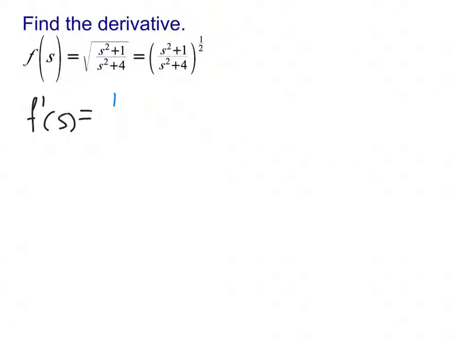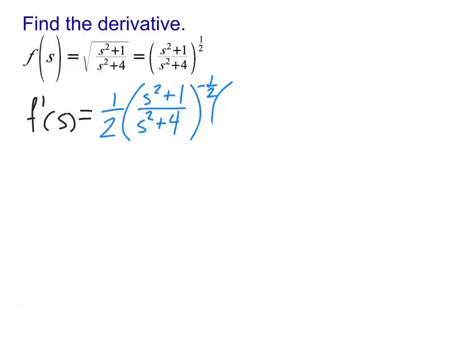So I do 1/2 times something to the power of 1/2 minus 1, which is a negative 1/2. Now what is that something? That something is whatever was on the inside of the fraction, or inside of the parentheses to start with. So that's the s squared plus 1 over s squared plus 4. Now that's the first part of chain rule. The second part of chain rule is derivative of the inside.